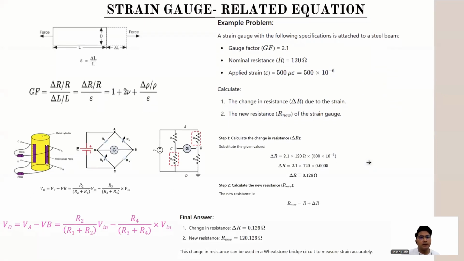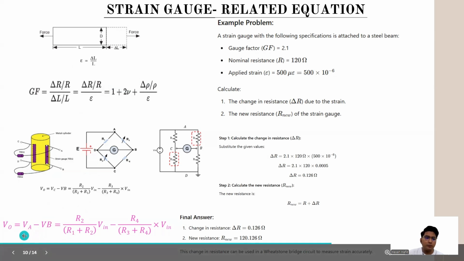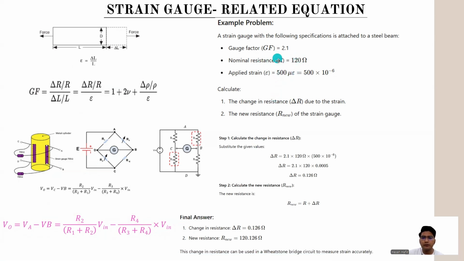So here is the strain gauge related equation, as you can see here. The general equation is given for the circuit. Voltage output is equal to VA minus VB. Then we use the divider rule: R2 over R1 plus R2, multiplied by Vin, minus R4 over R3 plus R4, multiplied by Vin.